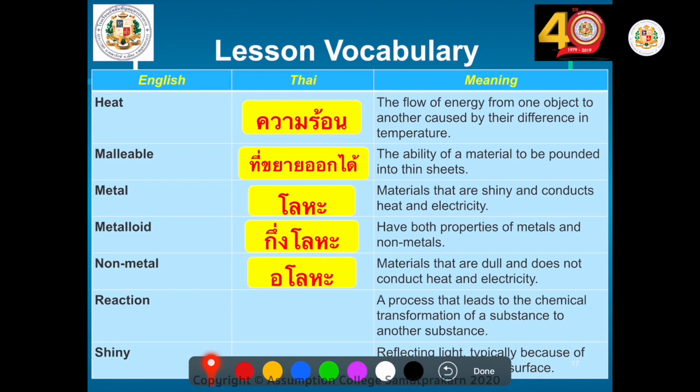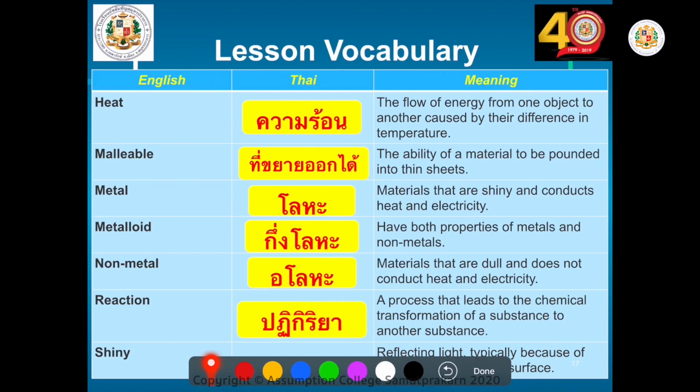Now, non-metals are the total opposite of metals. Okay, non-metals are dull and cannot conduct electricity. Usually, for example, cloth, paper, wood, what else? Brick. These are some examples of non-metals.